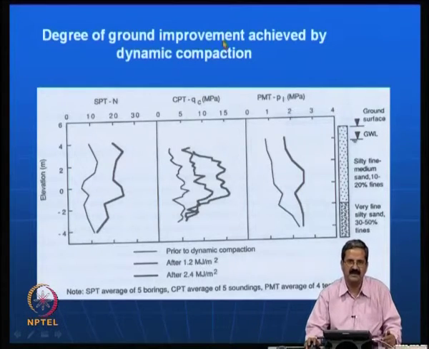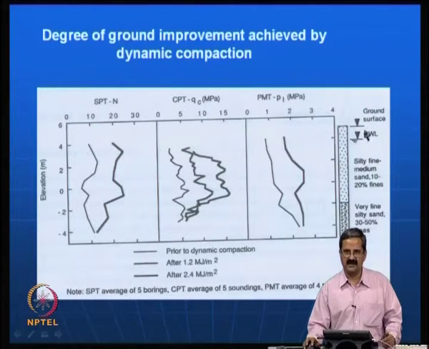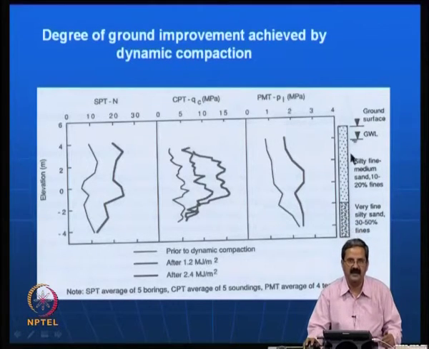Say for example, this is a typical example. You can see that you have a ground surface here and then the water table is here, and you have a silty fine medium sand here, with a total depth of about 11 to 12 meters. So, you need to really improve this, and the problem is you have a groundwater table, that is very tricky. Under these conditions dynamic compaction is quite effective.